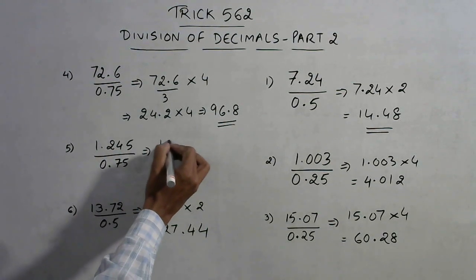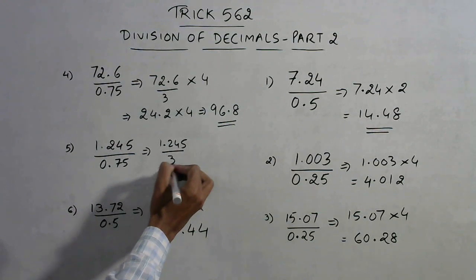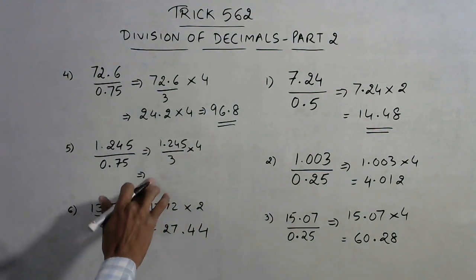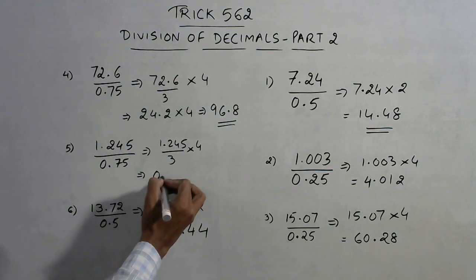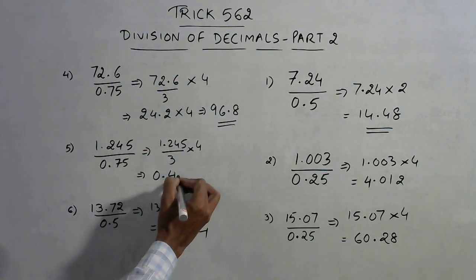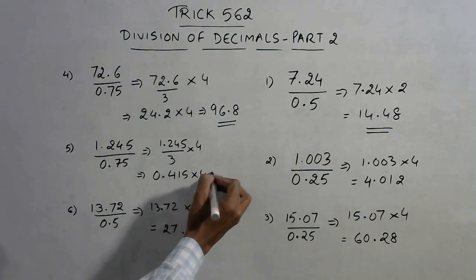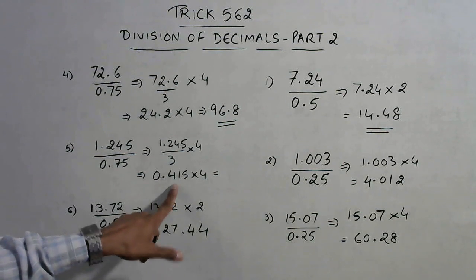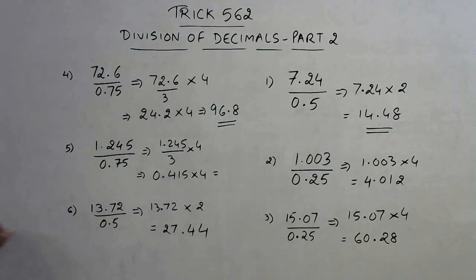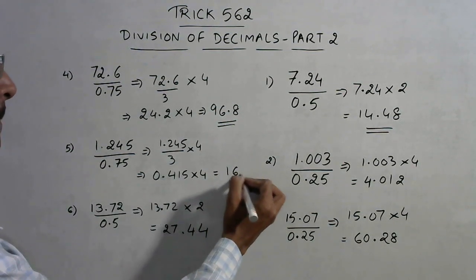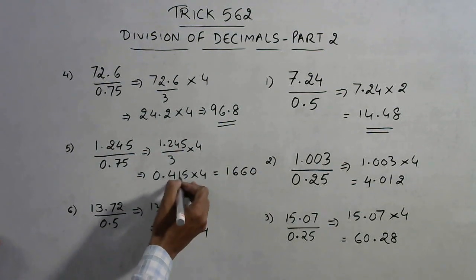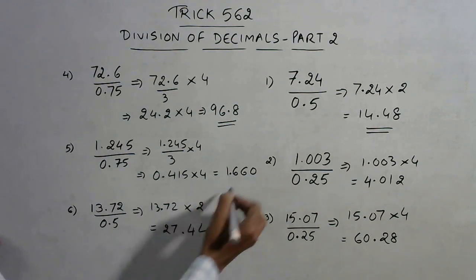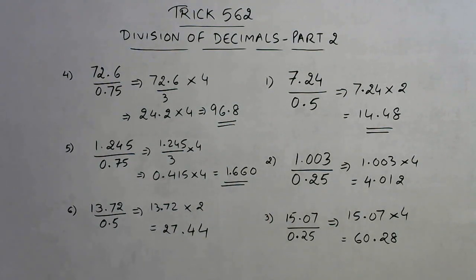See here 1.245. So divide by 3 and multiply by 4. So what do you obtain? After division, 415 into 4. Now you need to double this 415 twice. 415, 830, 1660. So 1660. And now put a decimal, 3 digits. So from here 1, 2, 3, 1.66 is the answer for the problem.